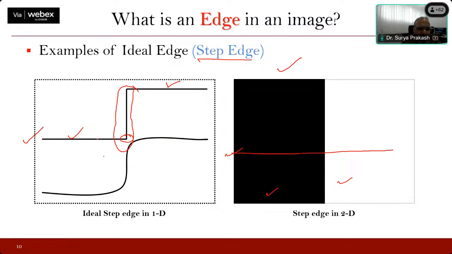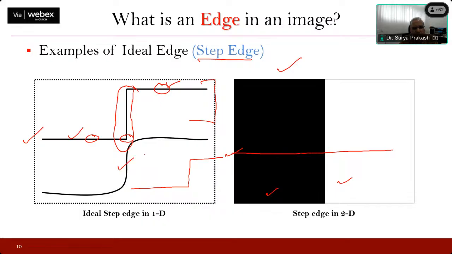Because you see a step kind of thing. On one side you have this profile, and on the other side you have this profile, so you have two stages, and there is a step between them. So this kind of edge is called a step edge, where on one side you have one intensity and on the other side another intensity, and this is a very ideal case.